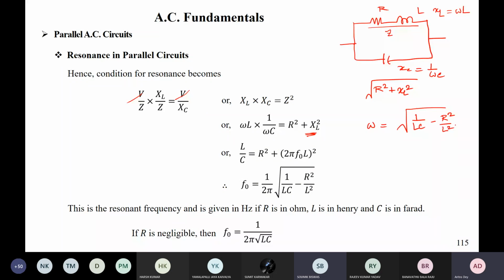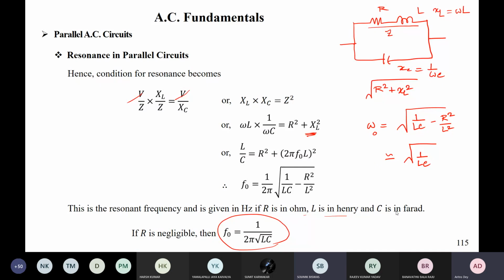Okay. So when your R is very, very small, then what happens to your resonant frequency? If R is very small, then your resonant frequency will be almost equal to 1 by root over LC, the same as your series resonance. Okay, like it is written. This is the resonant frequency, given in hertz if you express it in terms of F, and if R is in ohm, L is in henry, and C is in farad. Okay, so this is the expression of the parallel resonance.